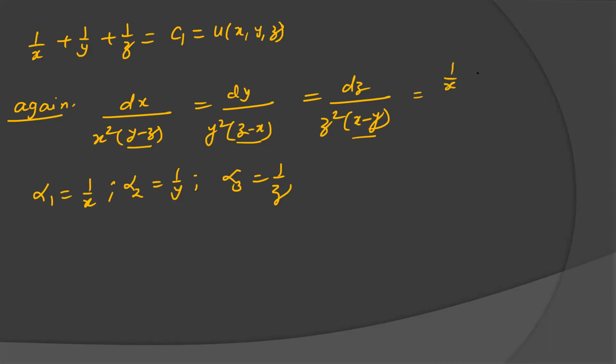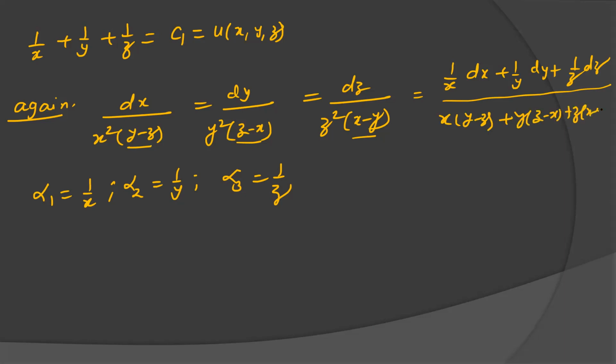Now if you take 1 over x dx plus 1 over y dy plus 1 over z dz, then your denominator will be 1 over x times, if you divide, x times y minus z plus y times z minus x plus z times x minus y. This is again going to vanish. The denominator is going to be 0. So 1 over x dx plus 1 over y dy plus 1 over z dz equal to 0.